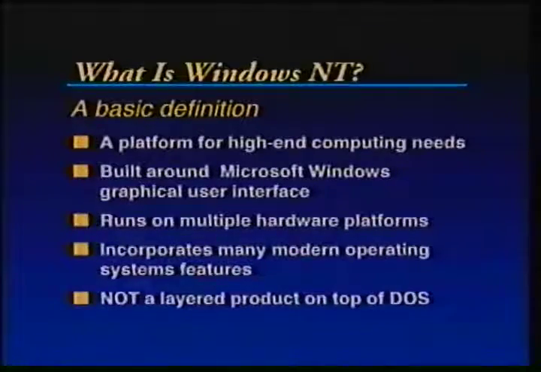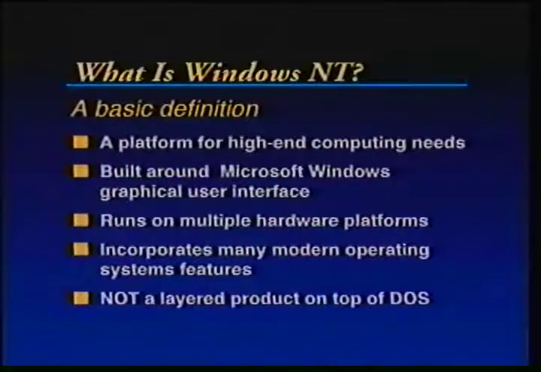The basic purpose of Windows NT is to provide a platform for high-end computing needs. And I think one of the things that makes it unique is it's built around a graphical user interface. There are a wide variety of operating systems today which include graphical user interfaces. Certainly VMS and Unix are two examples, where you started out with a character cell-based environment and then added the GUI later on. With Windows NT, it was completely built around that graphical user interface from the very start.